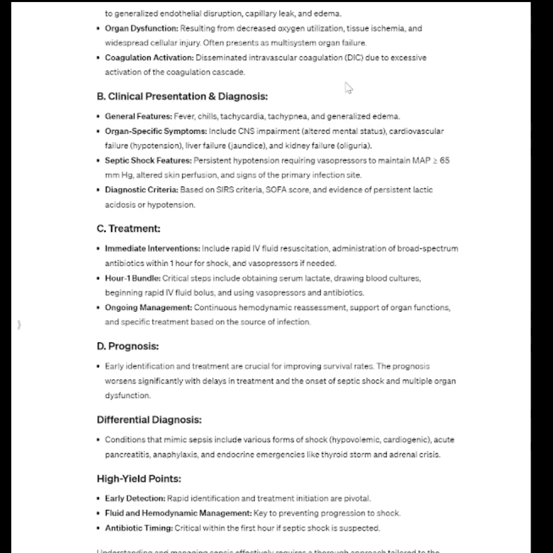C. Treatment. Immediate interventions include rapid IV fluid resuscitation, administration of broad-spectrum antibiotics within 1 hour for shock, and vasopressors if needed. Hour 1 bundle. Critical steps include obtaining serum lactate, drawing blood cultures, beginning rapid IV fluid bolus, and using vasopressors and antibiotics. Ongoing management: continuous hemodynamic reassessment, support of organ functions, and specific treatment based on the source of infection.